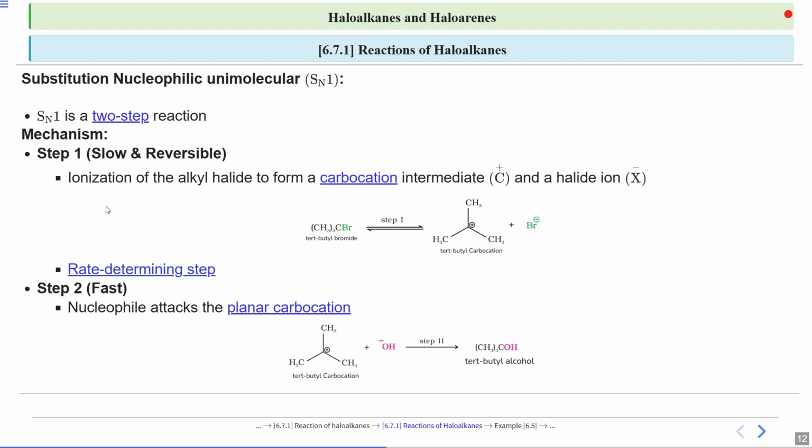So the SN1 reaction is a two-step reaction. Step 1 includes the formation of the carbocation intermediate and the removal of the halide ion. This is a slow step, and it is the rate determining step. The rate depends on the concentration of alkyl halide only. Step 2 is a fast step, which includes the nucleophile attacking the planar carbocation, and you will get your final product.